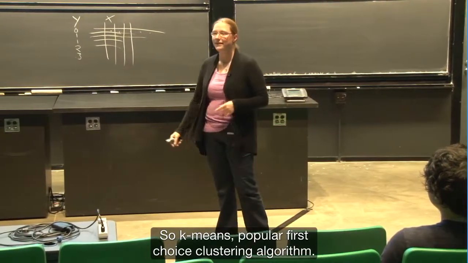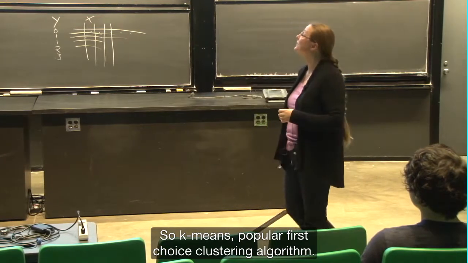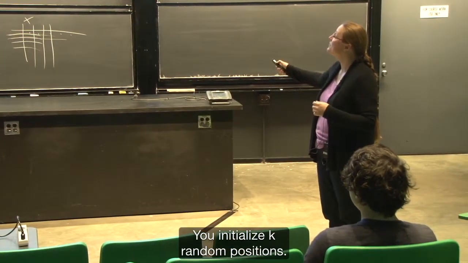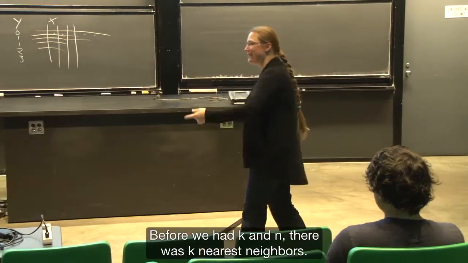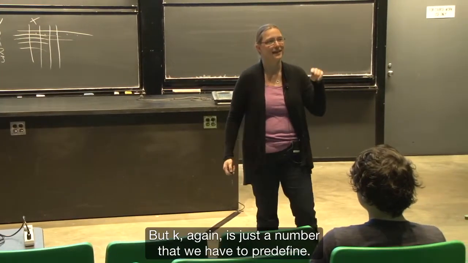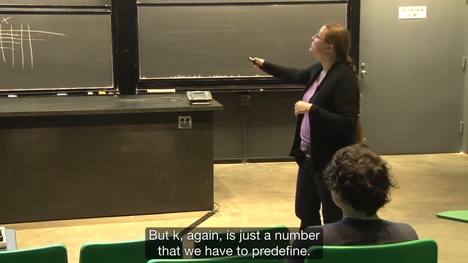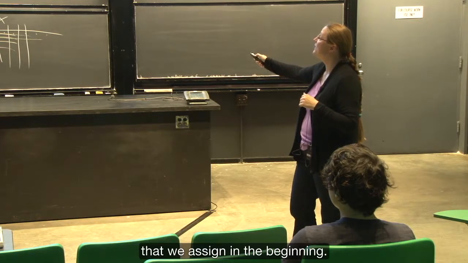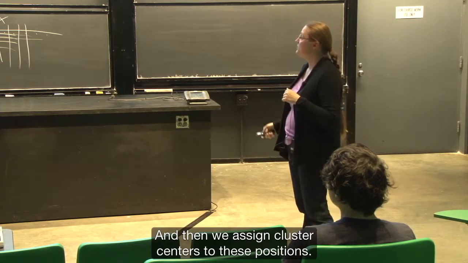So k-means, popular first choice clustering algorithm. You initialize k random positions. That's now where the k comes from. Before we had k and n, there was k nearest neighbors, not to be confused with k means. But k, again, is just a number that we have to predefine. So here k is a number of random positions that we assign in the beginning. And then we assign cluster centers to these positions.